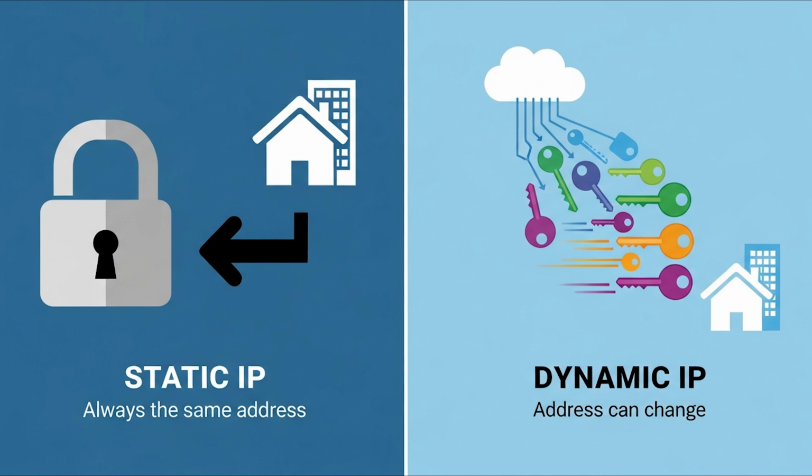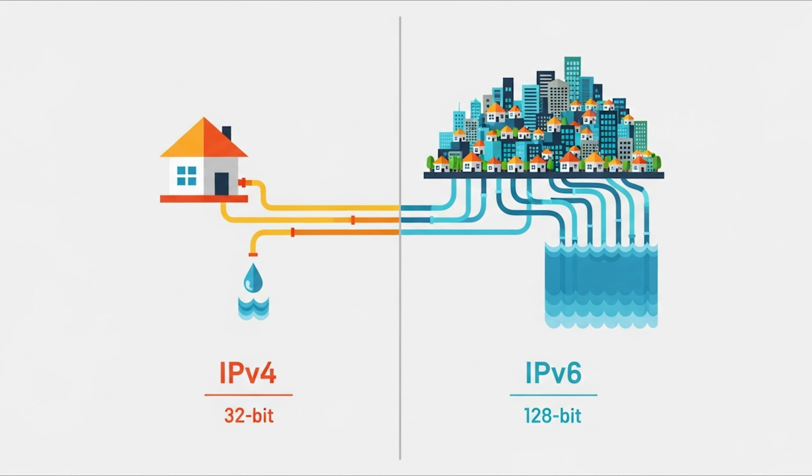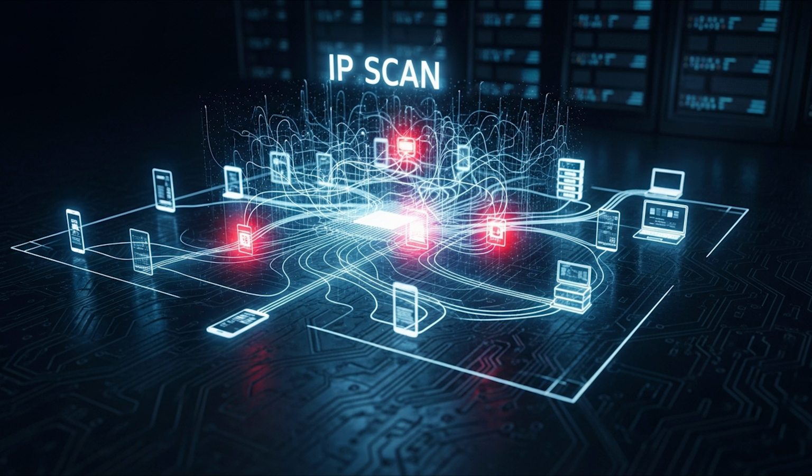A static IP means the address always stays the same. A dynamic IP means it changes from time to time. IPv4 is the older system, where the number of addresses is limited. IPv6 is the newer system, with a much larger address space. Today, for simplicity, we'll use IPv4 for our examples. Now the question is, how does someone scan using just this IP address? That's exactly what we're going to see next.